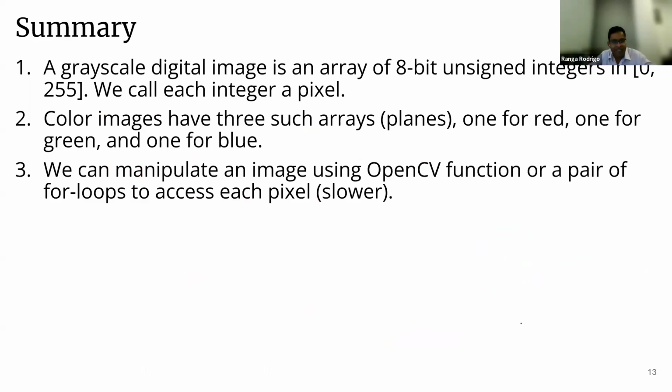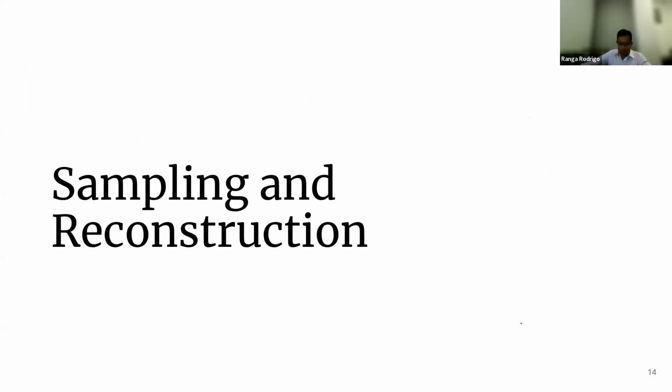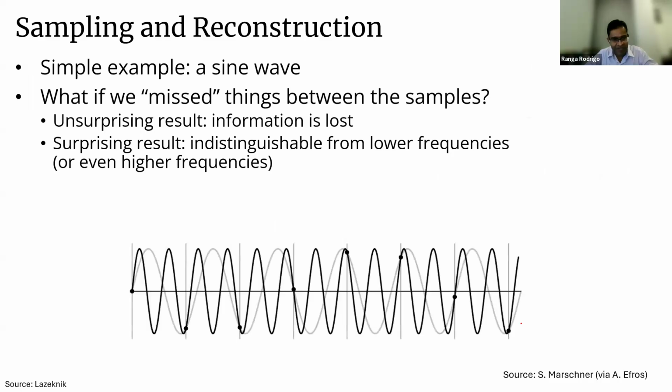So in summary, a grayscale digital image is an array of 8-bit unsigned integers in 0 to 255. We call each integer a pixel. Color images have three such planes, one for red, one for green, and one for blue. We can manipulate an image using OpenCV functions or over a pair of for loops to access each pixel, which is slower. Okay. Then we'll move to the part on sampling and reconstruction, which let's go through fast, and then we will look at the point operations.